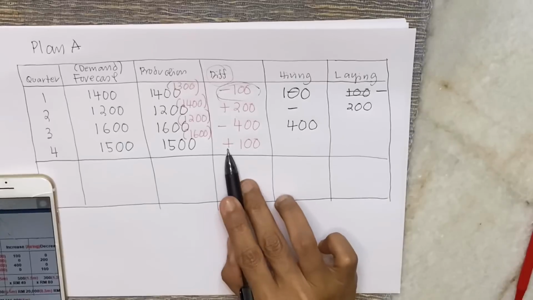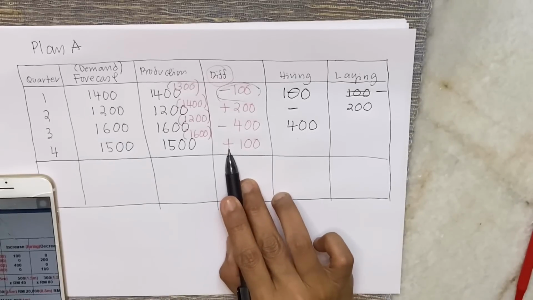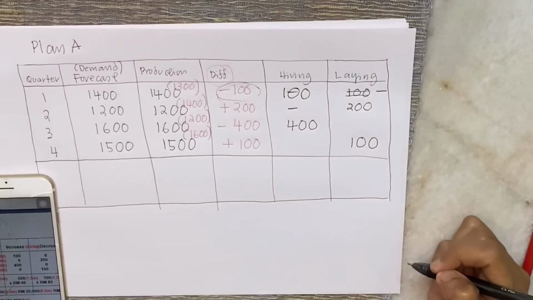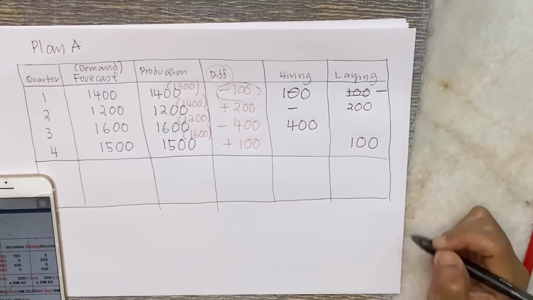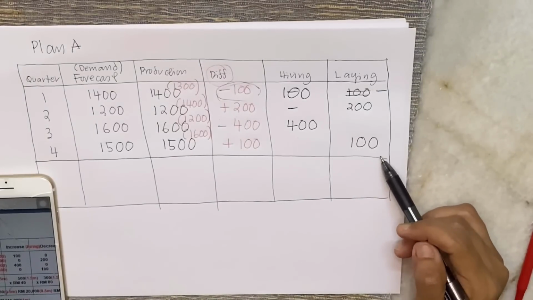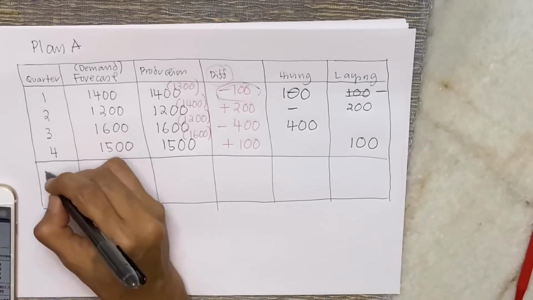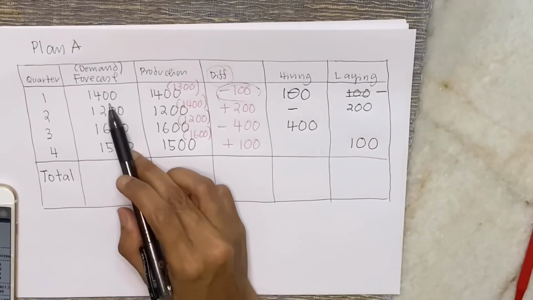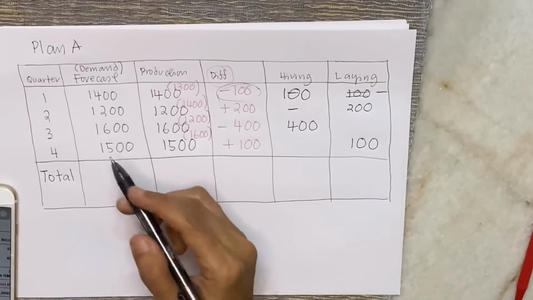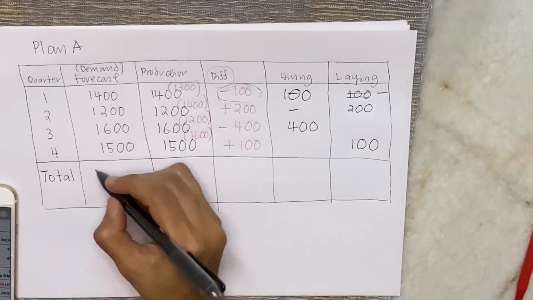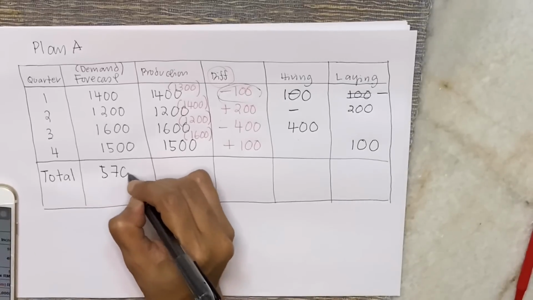Okay, and because it is positive here, we have to lay off 100 workers that are able to produce 100 units. Alright, so now we got the total here. Okay, now what is the amount here? What is the total? How to get the total? You add everything up. 5, 7, 0, 0.